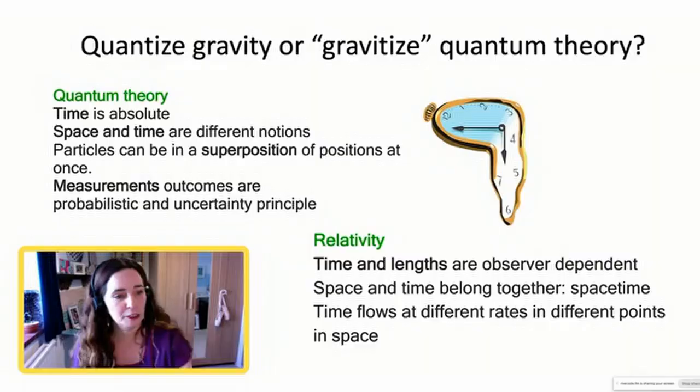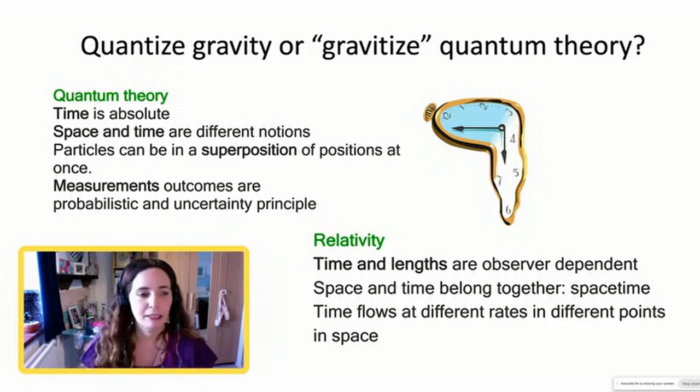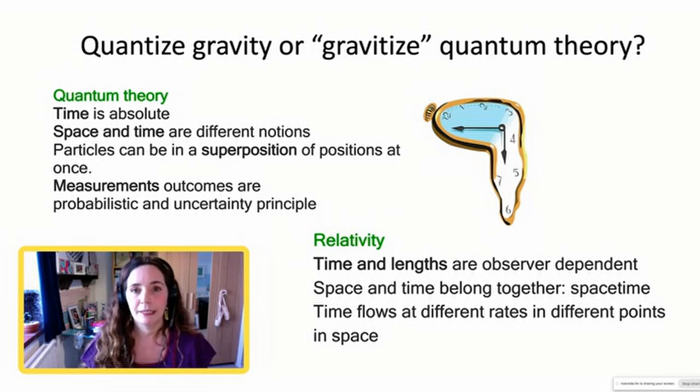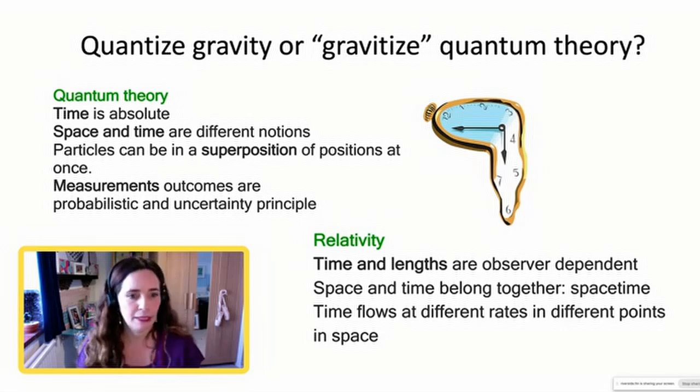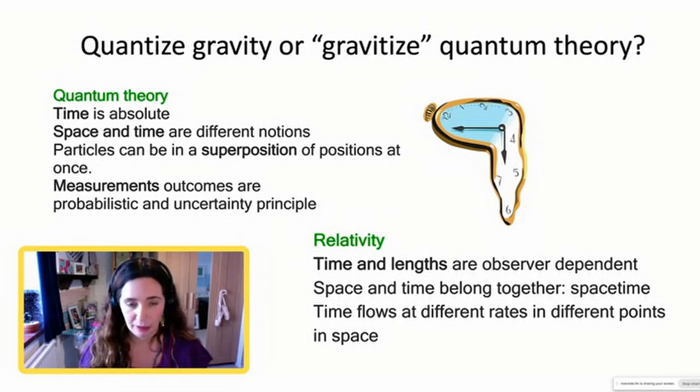Another thing, just to finish with the slides: in relativity, we don't have this thing about the outcome of measurements being probabilistic. It's a deterministic theory in that sense, and we can measure space and time as precisely as we want.